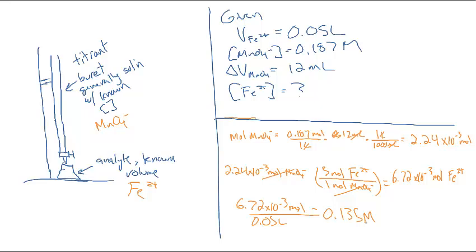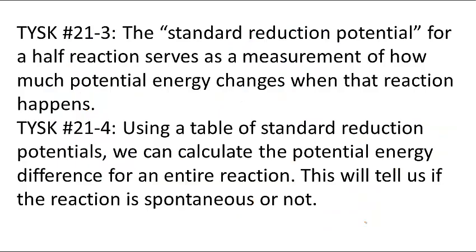All right, we ready to move on? The next two things you should know. Now we're getting to that table I gave you: the standard reduction potential for a half reaction. Remember, we can split oxidation reduction reactions up into half reactions. The standard reduction potential for that half reaction is a measurement of how much potential energy changes when that reaction happens. So, does the universe want to gain potential or lose potential? Lose. We want to go to lower potential energy, right?